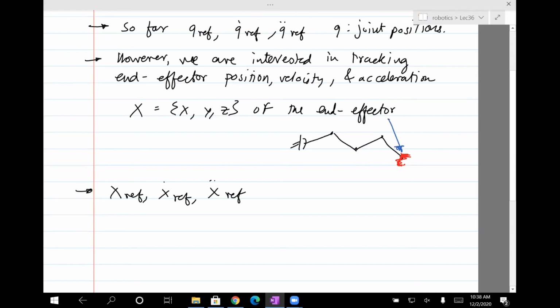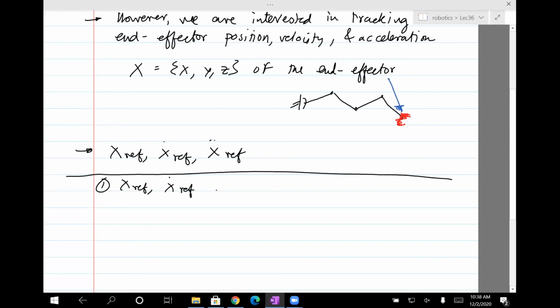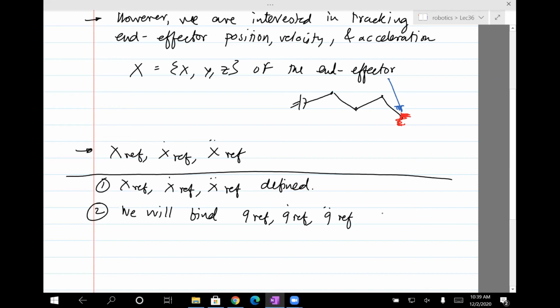Okay, so how do we modify what we have, trajectory tracking, to track x ref, x dot ref, x double dot ref? What we do is actually not very hard. It follows from what we've done so far. First we will have x ref, x dot ref, x double dot ref defined. Because how do we get that? We get it from trajectory generation, which we've talked about before. Then we will find q ref, q dot ref, and q double dot ref from those.